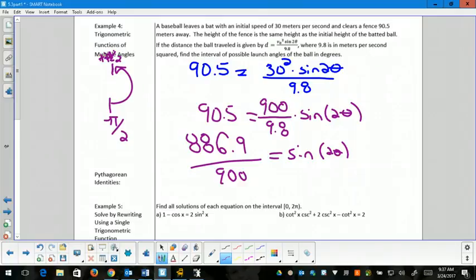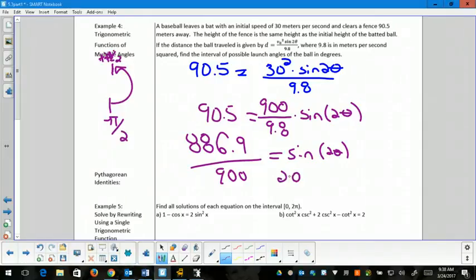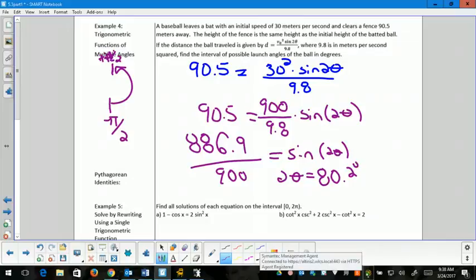So we're going to do sine inverse of that in our calculator right now, and then we're going to have to remember that there is another one on our unit circle somewhere, and I have to figure out where that is. I have to do sine inverse of 86.9 divided by 900, and that's 80.2. So one of our 2 theta equals 80.2 degrees. Well, that's 2 times theta, so we'll have to find theta in a second.